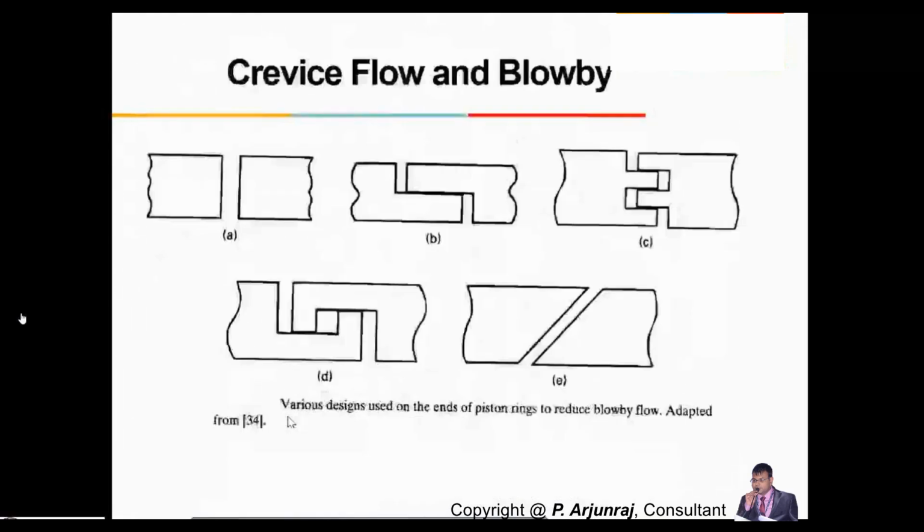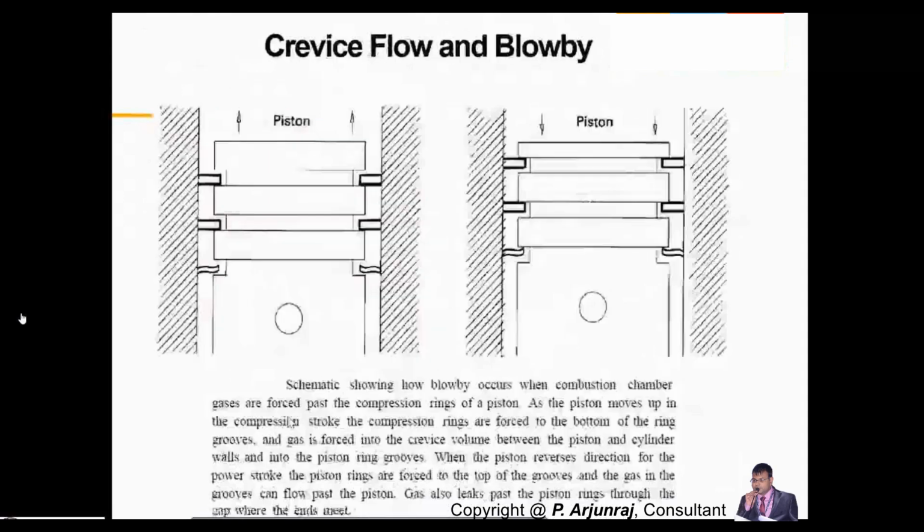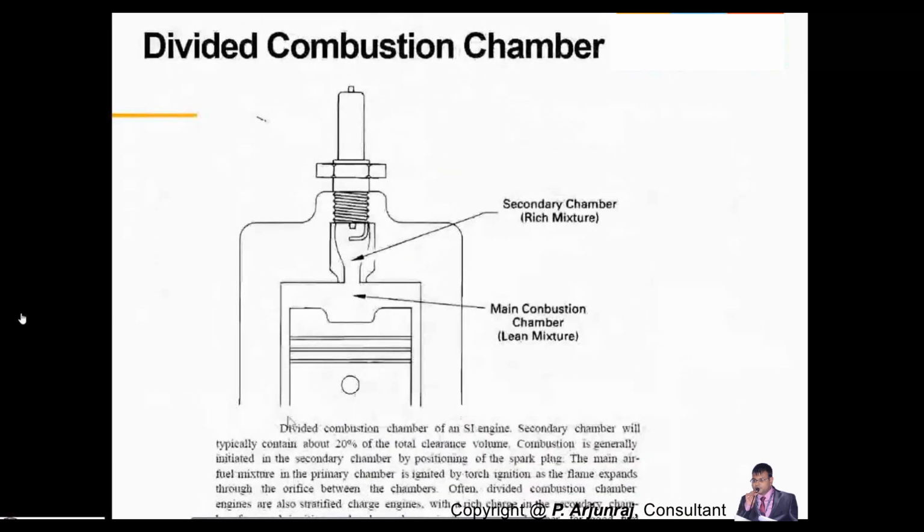You have two other very important types, called the divided combustion chamber and the crevice flow. These are two important types of the combustion chamber. One is the divided combustion chamber. Here, I told you you have two types of mixture, one is lean mixture and one is rich mixture. Lean mixture is the one where you have more air and less fuel, and the rich mixture is the one where you have more fuel and less air.